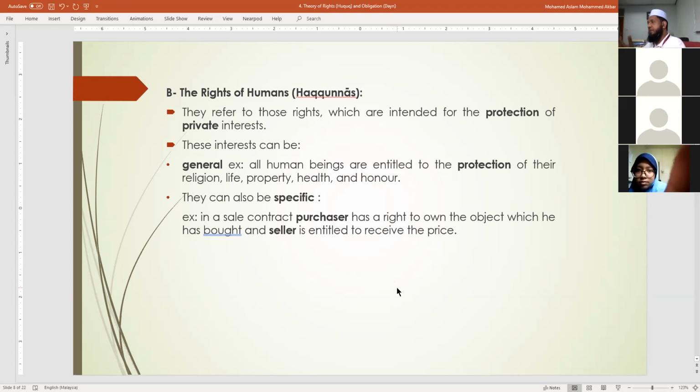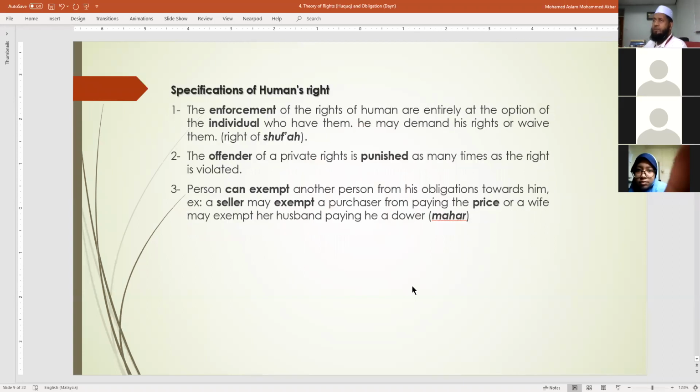So this is a kind of economic-related example, by the way. There are so many other examples as well. What are the specifications of human rights? The enforcement of the rights of humans is entirely at the option of the individual who has them. He may demand his rights or waive them.